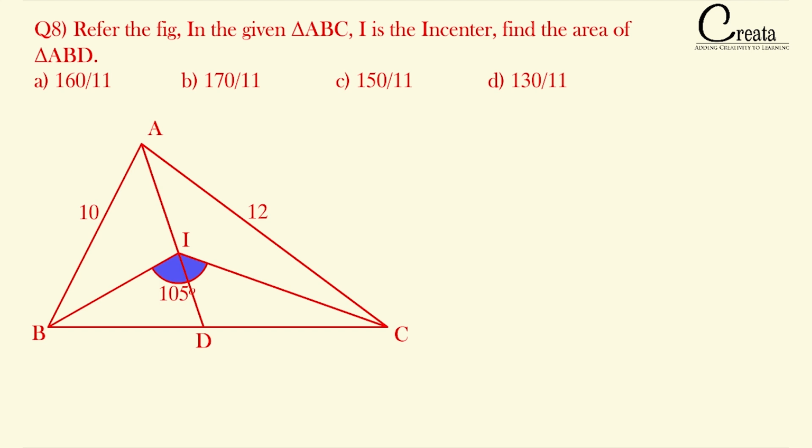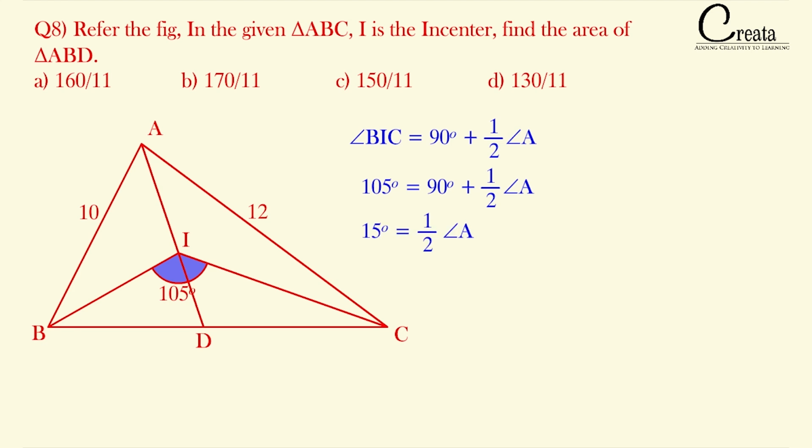Further, angle BIC is given as 105 degree, that is the angle formed at the incenter. Two sides AB and AC are given as 10 and 12. Two sides are given. We have to find the area of the triangle ABD. Let's proceed with the question. By looking at the figure, we can observe that angle BIC is the angle formed at the incenter. And we know the angle formed at the incenter is 90 degree plus half of the opposite angle, that is angle A by 2. So with the help of this formula, we can calculate the value of angle A.